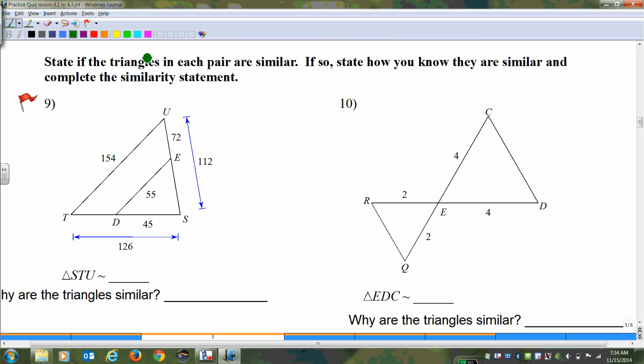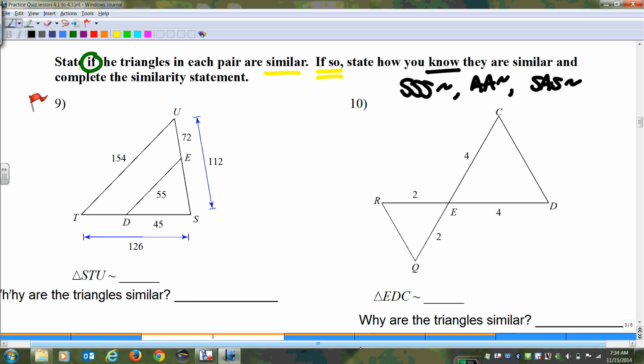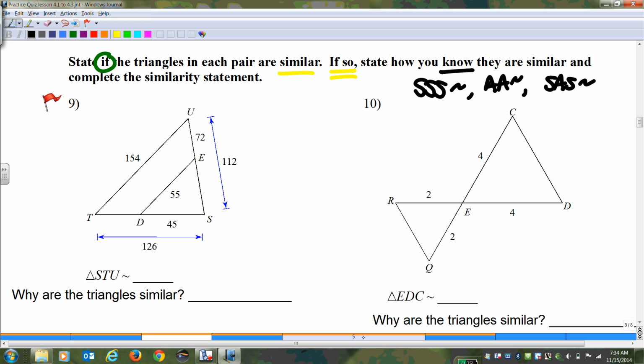It says we're going to state in each pair if, and "state if" is a key word, if the triangles are similar. Then if they are similar, state how you know they're similar. So that word "know" means we're looking for side similarity, angle similarity, or side angle similarity. So first we have to state if they're similar. So you might have to check for one of these three. If they don't fit, then they're not similar.